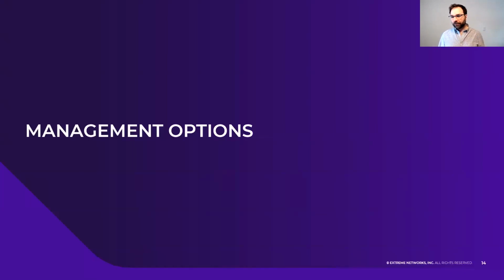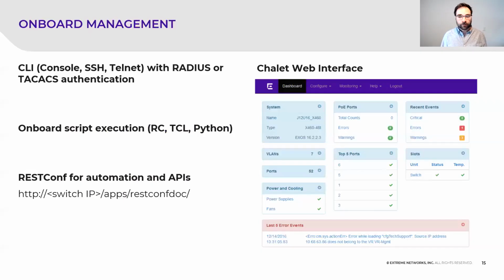So now, before we connect to a device, let's just see quickly the different management options that are available to you for Switch Engine switches. Directly onboard the switches, without needing additional software, of course, you have access to a full CLI using console port, SSH, telnet. But from that CLI, a great feature of Switch Engine is that you can run scripts directly from the switch. So there can be RC scripts that run on boot, or there can be runtime scripts that are written either in TCL or in Python that can be run directly on the switch.